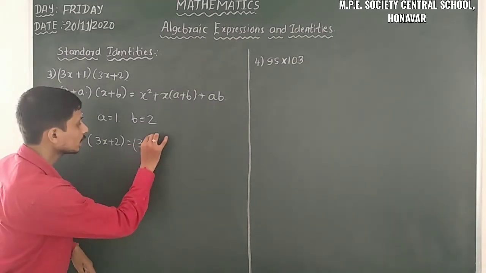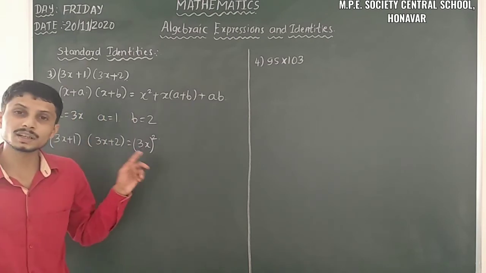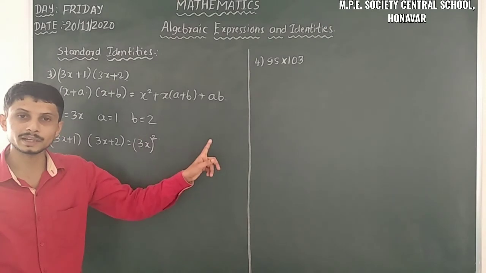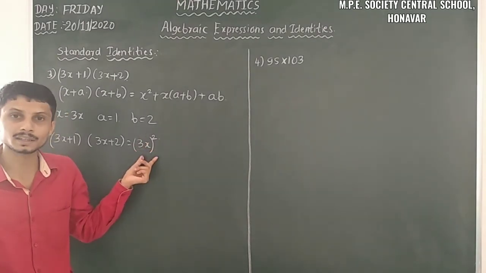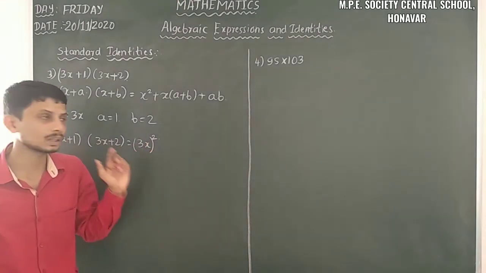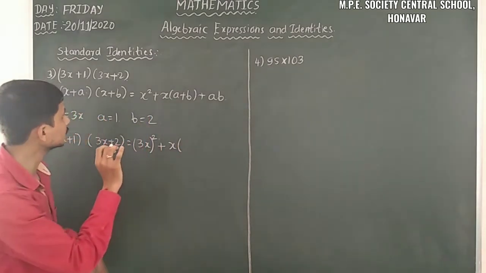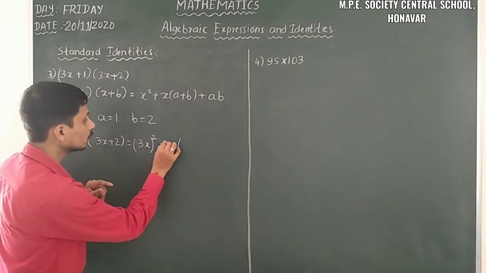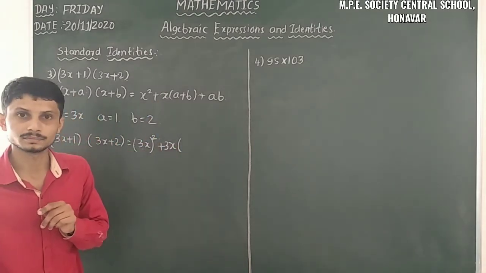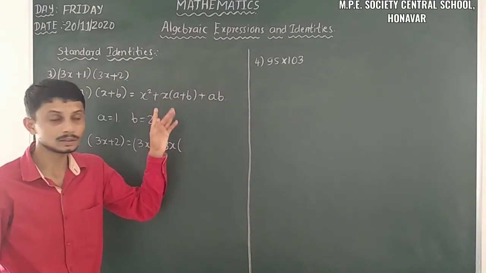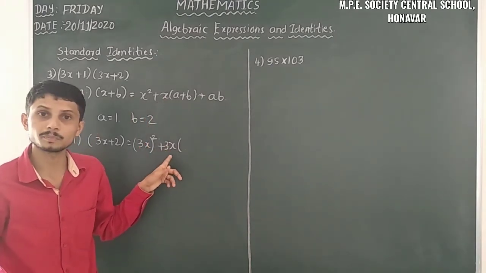So for that we must insert the bracket. When you insert all the values into the identity, you must insert the bracket here, so there is no confusion at all. Then plus x into, in place of a we have to insert. So here in place of x you have to insert 3x. Here x is there, which means don't write only x here, you have to write 3x completely.